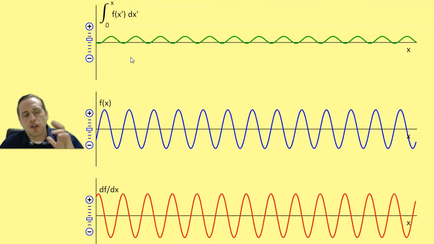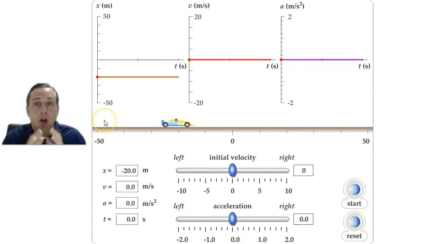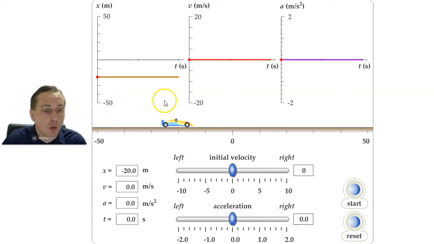Again, this is what you should think about when you think about derivatives and integrals, the interpretation of slope and the interpretation of area. But now let's go a little further and let's start to apply this to motion. So what I have shown here is a race car for which we can control the initial velocity and the acceleration. And notice that we have no control of the initial position, so to say.